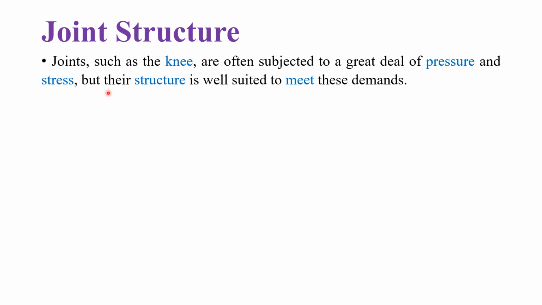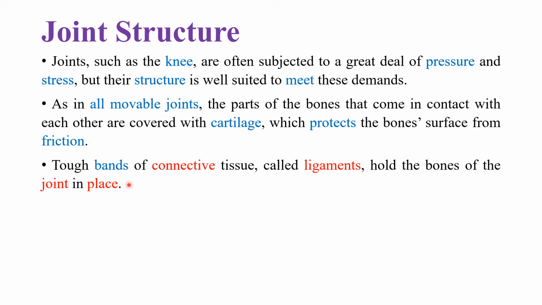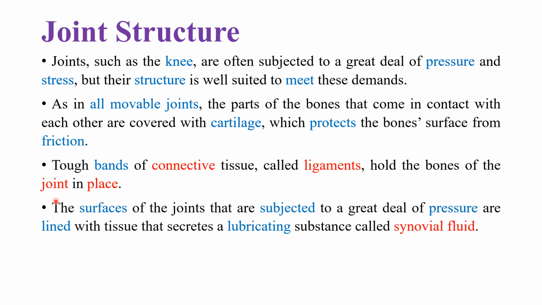Joint structure. Joints such as the knee are often subjected to a great deal of pressure and stress, but their structure is well suited to meet these demands. As in all movable joints, the parts of the bone that come in contact with each other are covered with cartilage, which protects the bone surface from friction. Tough bands of connective tissue called ligaments hold the bones of the joints in place.